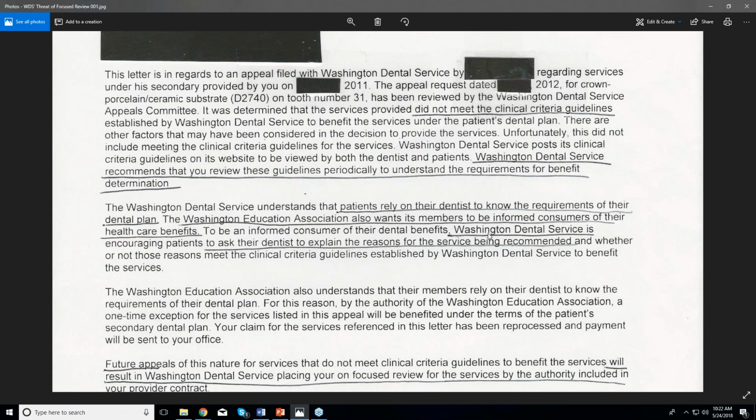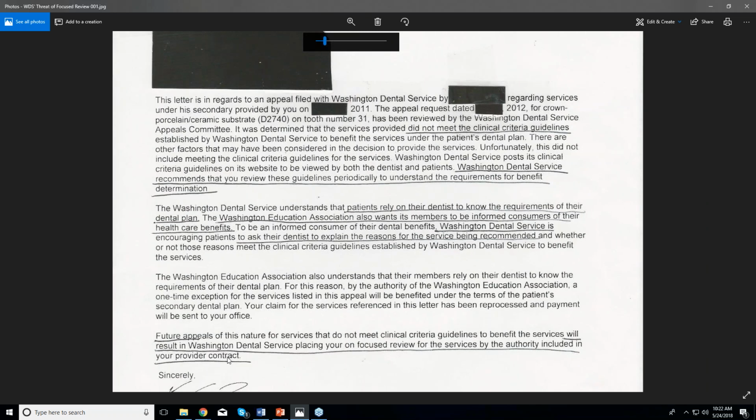Furthermore, they say Delta Dental is encouraging patients to ask their dentist to explain the reasons for the services being recommended. I mean, that is just 100% hogwash. And then down on the bottom here, it says future appeals of this nature for services that do not meet the clinical criteria guidelines to benefit the services will result in Delta placing you on a focus review for services by the authority included in your provider agreement, and so on.